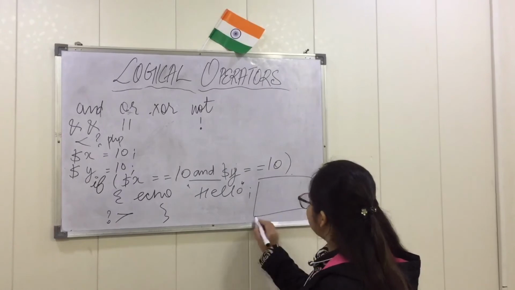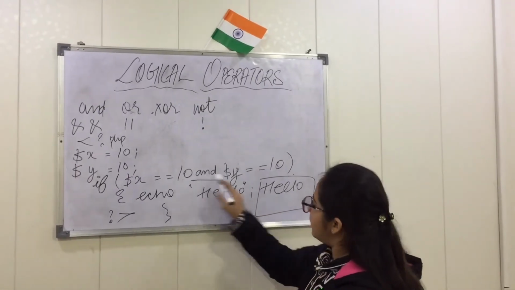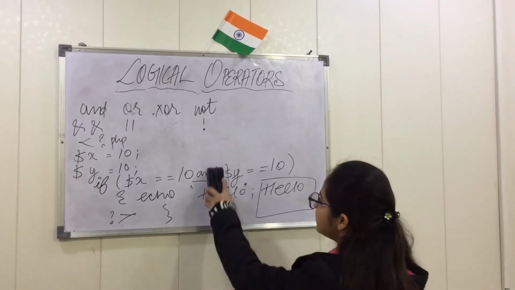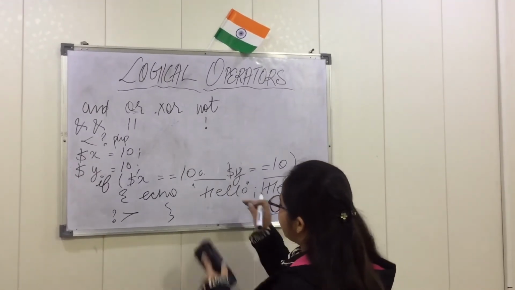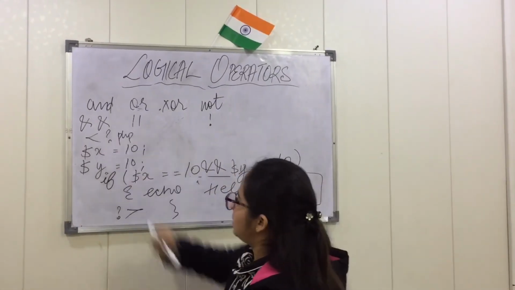So this is the display screen. Here hello will be printed because the values are the same. In this form we can also write the symbol of the AND operator, that is, this symbol of the AND operator.